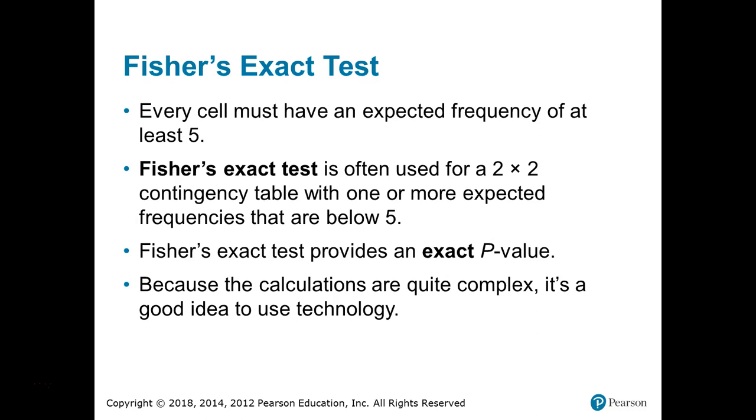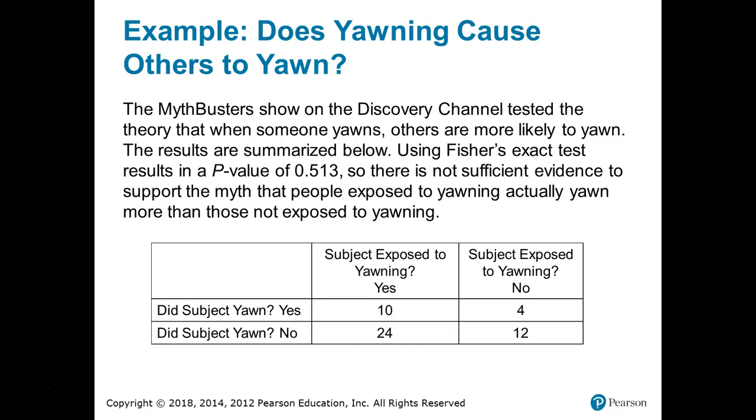So in this case, every cell must have an expected frequency of at least 5. Fisher's exact test is often used for a 2x2 contingency table, and this provides an exact p-value. So for this, it is a good idea to use technology.